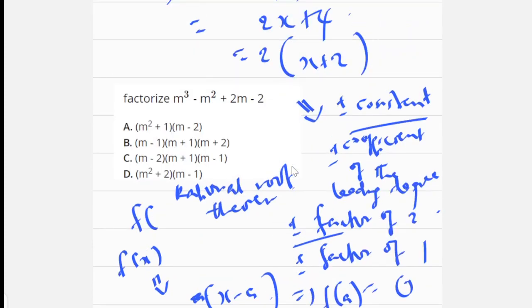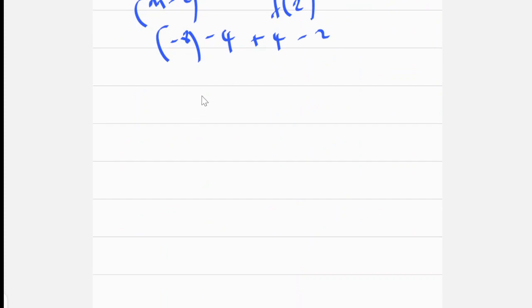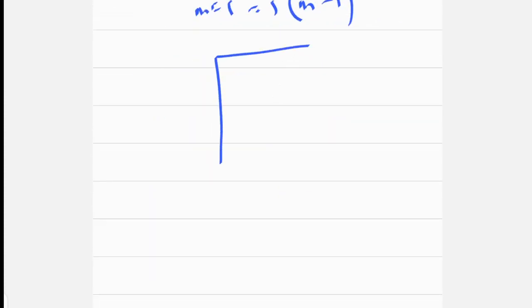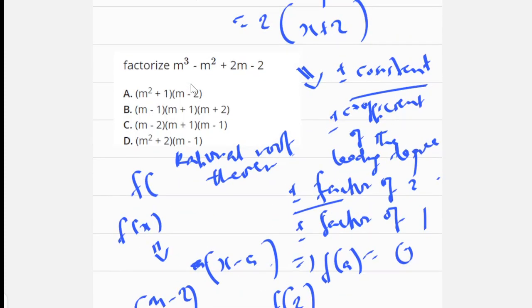Let us try it for 1. If I put 1 here, 1 raised to 3 is 1, minus 1, 0. Then 2 times 1 is 2, minus 2, 0. It means m equal to 1 satisfies that equation, so m minus 1 is a factor of that polynomial. If I were you, I would just divide through using the long division method. Since we know one of the factors, which is m minus 1, then you write the other guy. That is m cubed.